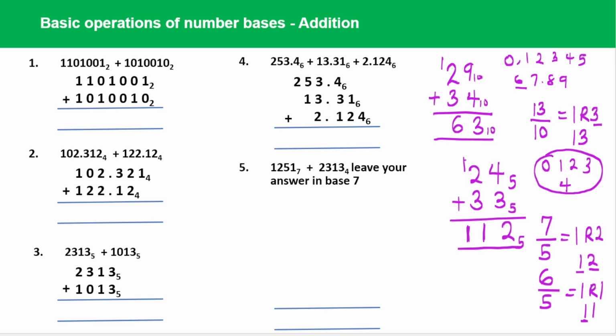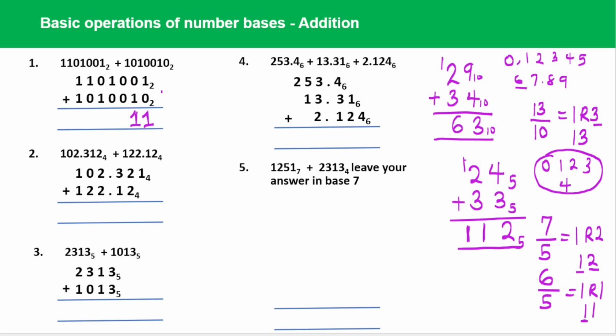Now, having understood this concept, let's go ahead and apply it to the following examples. For number 1, we are to add these two numbers in base 2. Always note that you must not have an answer that is above your base or equal to your base. Anytime you have such, you have to divide by your base, write the remainder and carry the whole. So here we have 1 plus 0, that will give us 1. So I can write the 1 because it's not up to my base. 0 plus 1 here will also give me 1.